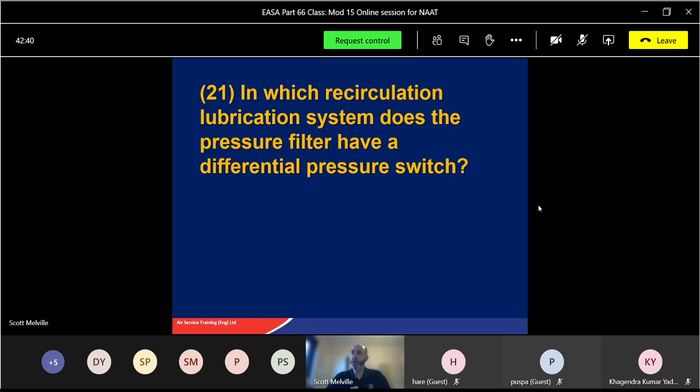In which lubrication system does a pressure filter have a differential pressure switch? So think of the two names and which one's got a differential pressure switch? Full flow. The one which does not have pressure relief. Yeah, it doesn't have pressure relief. It's got a metered spill back to tank. So the full flow one has a differential pressure switch. If the pressure gets too low, again, it will switch a warning in the cockpit saying we've got a problem.